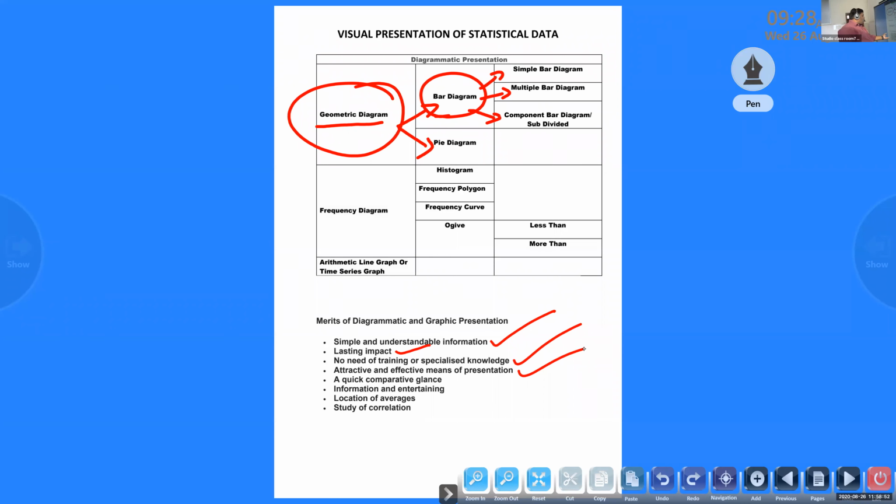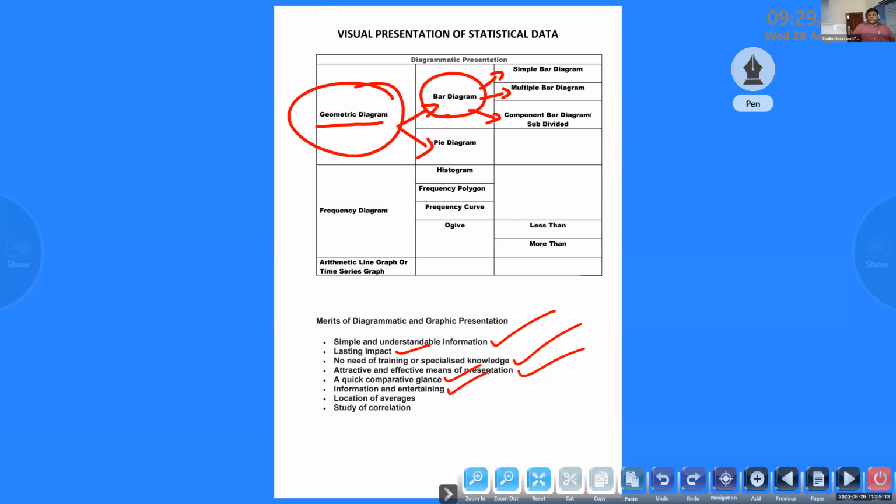A quick comparison at a glance: with a single vision we are able to compare different data. That is a merit of diagrammatic or graphic presentation of data. It is also informative and entertaining.